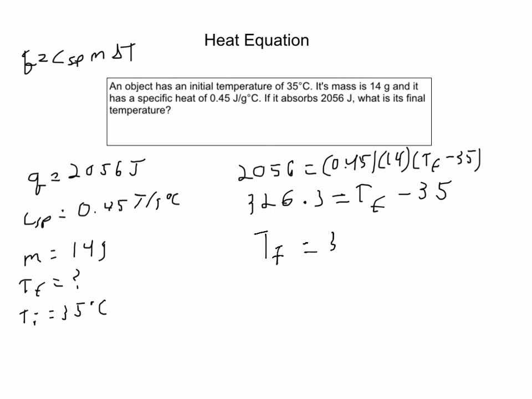of 361.3 degrees Celsius. So we've had a big increase in temperature, and we've solved for TF. Next, we're going to look at how do we identify unknown objects if we don't know how much heat was absorbed or lost.